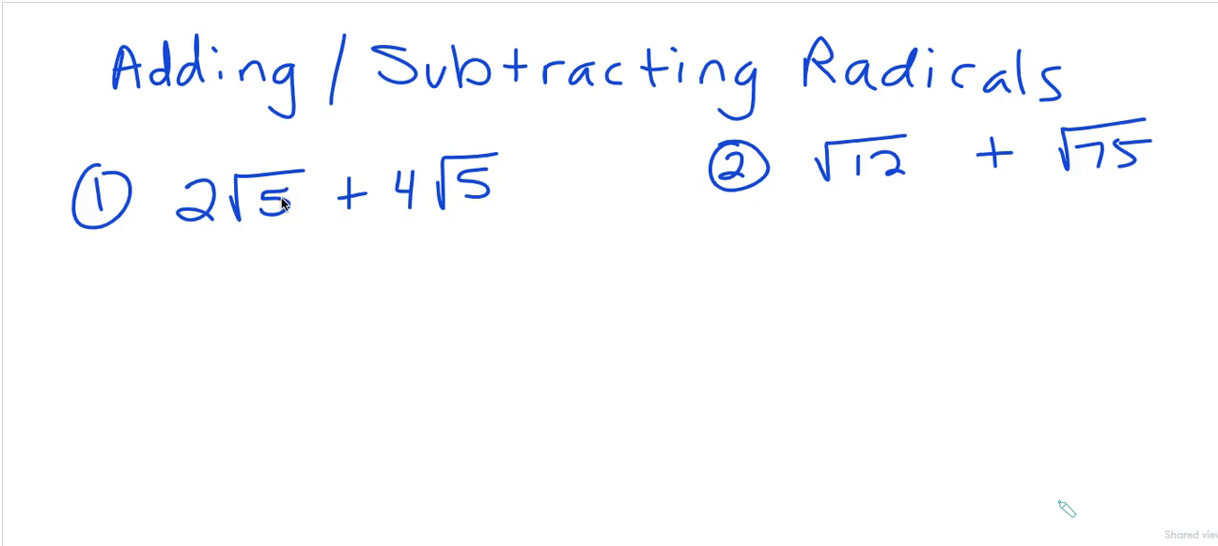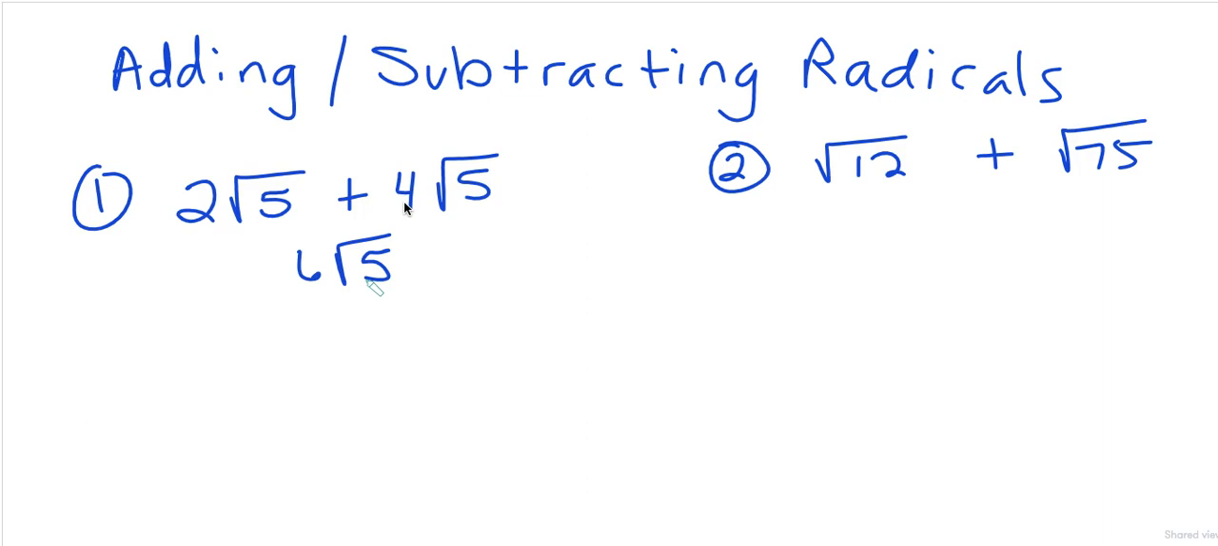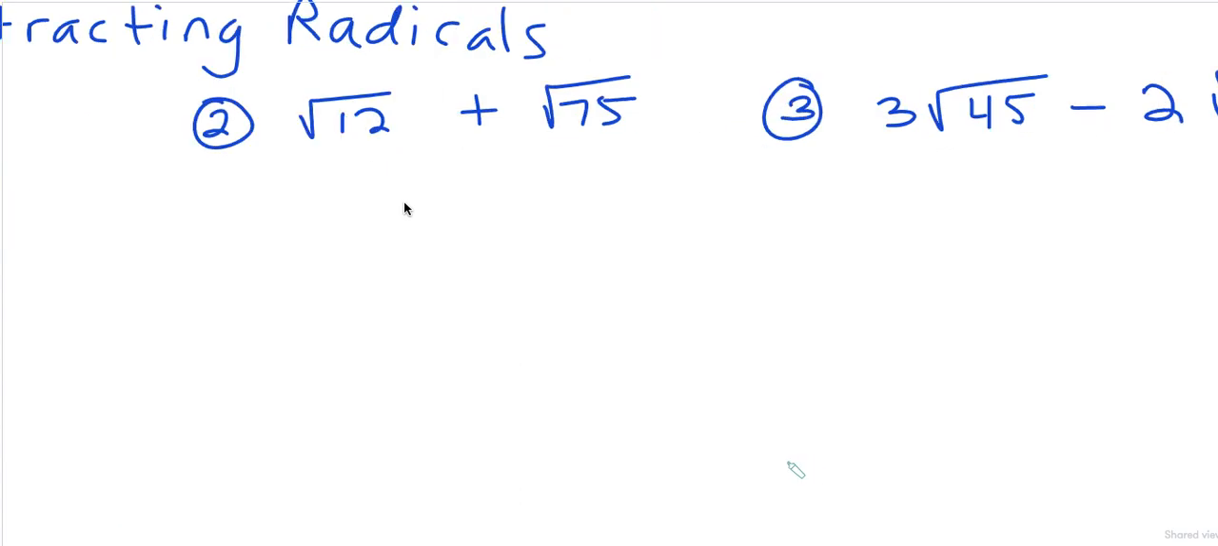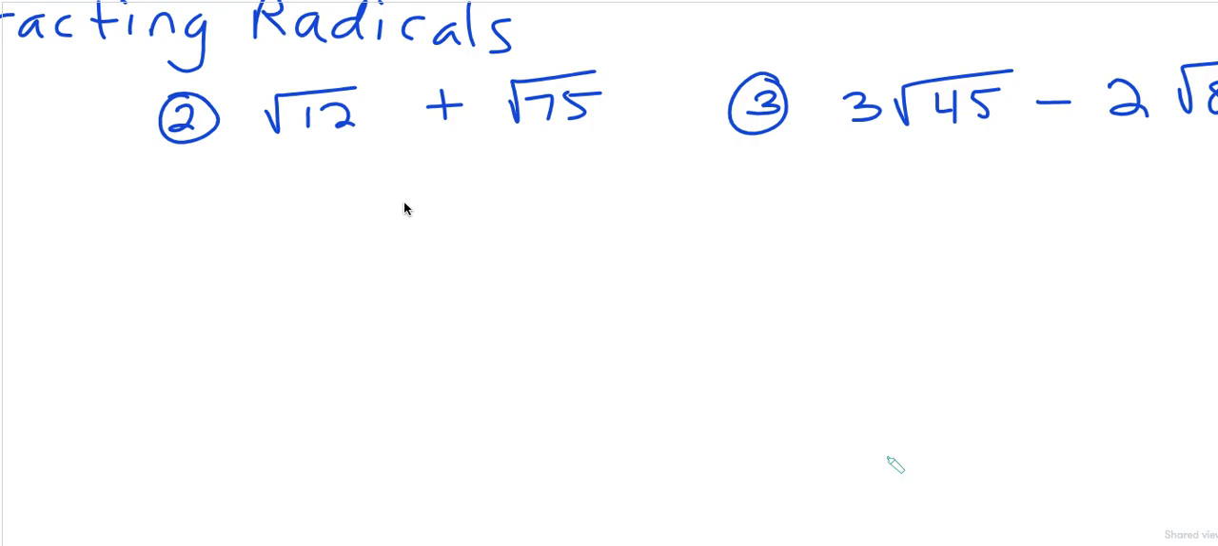So you can almost think of the radical 5 as an x, like 2x plus 4x. You would just simply add the 2 and the 4, which is going to give you 6x, or in this case, is going to give you 6 square roots of 5. So when you're working with radicals, the first thing that you always want to look at is: is the radical simplified? Okay, so that's going to be our first step. Simplify the radical.